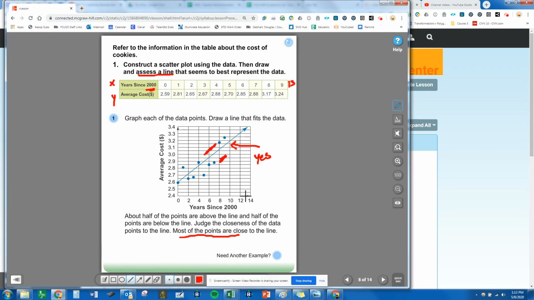Okay. So you should be going straight up right here between 12 and 14 and seeing where this line of best fit goes through right there. And so your prediction should have been about $3.35, right about there.